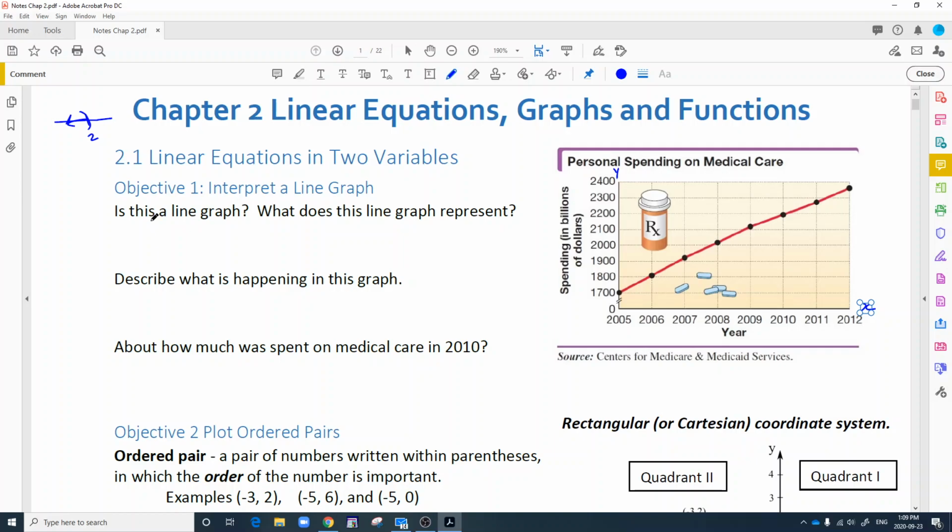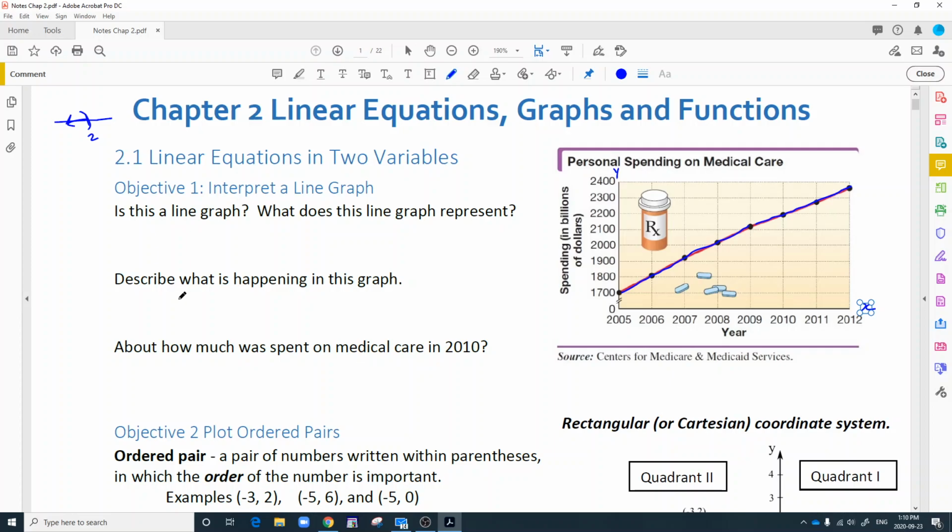So first off, is this a line graph, and what does this line represent? So you can see that this is linear because you can draw a straight line. Now there's two segments to this line, but it is a line graph. There would just be two equations representing the two different parts. And what does this line graph represent? So the line graph is representing personal spending on medical care.